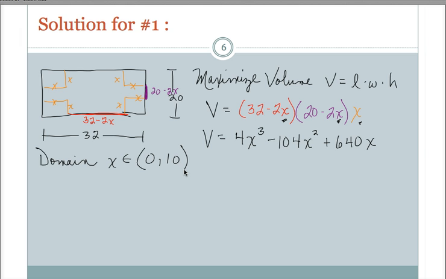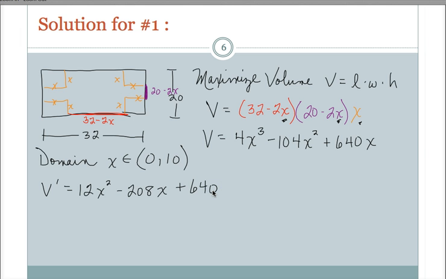Now both of those pretty much are the same up until a certain point. Both of those tests require that we find the derivative and then get our critical numbers. So let's do that part, and then we'll break it off into what the first derivative test solution would look like, and then the second derivative test. All right, so we need to find our derivative. So that's going to be 12x squared minus 208x plus 640.